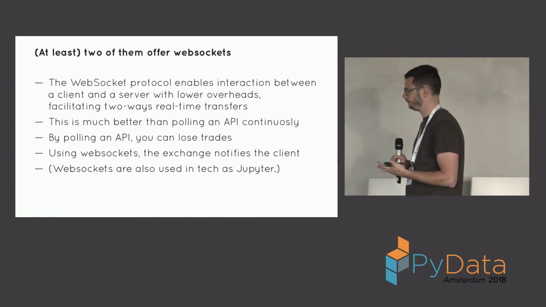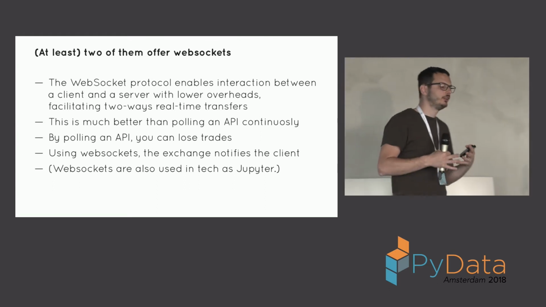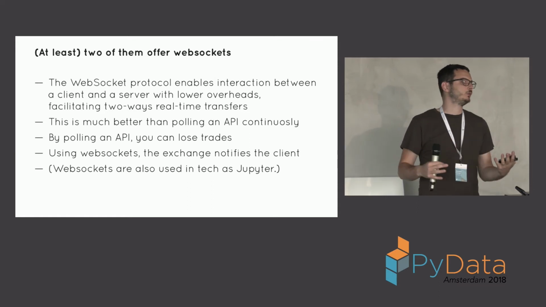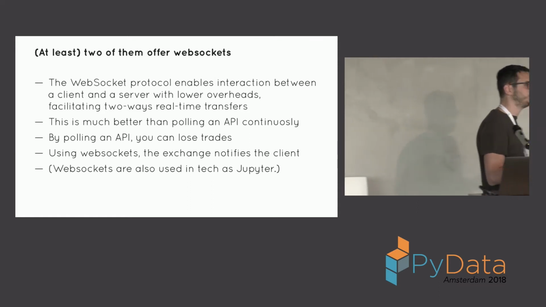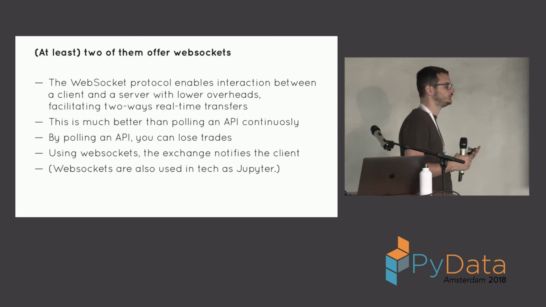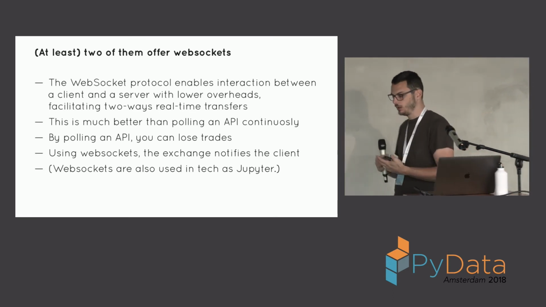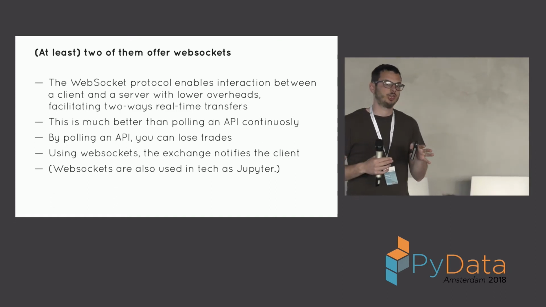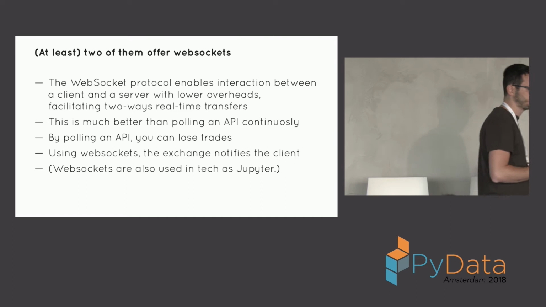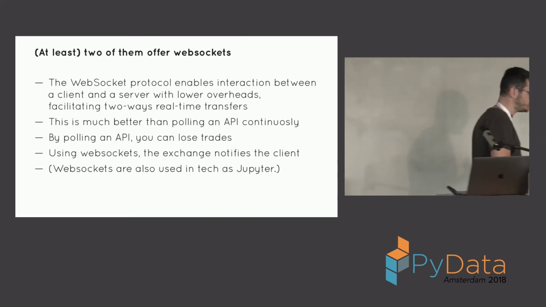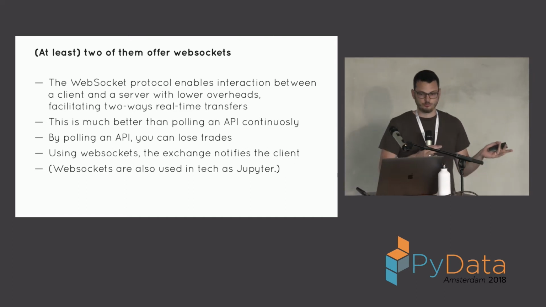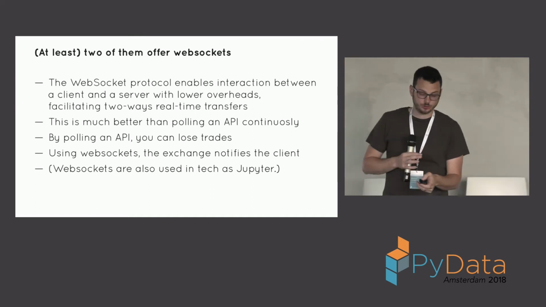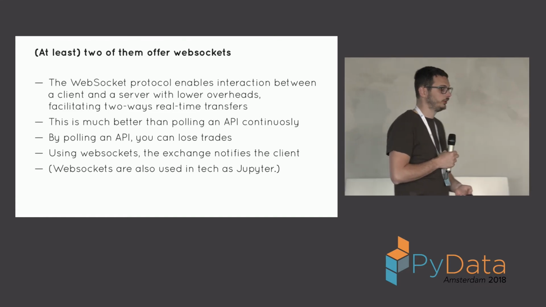transfer in both ways. And of course, this is much better than polling an API continuously, because if you poll an API, let's say every second, the price could change between one call and the next, so you lose some data there. While if you use WebSockets, the exchange notifies the client if the price changes, if a trade is made, or whatever. And every time you use Jupyter, you're also using WebSockets, because Jupyter uses WebSockets in the background.